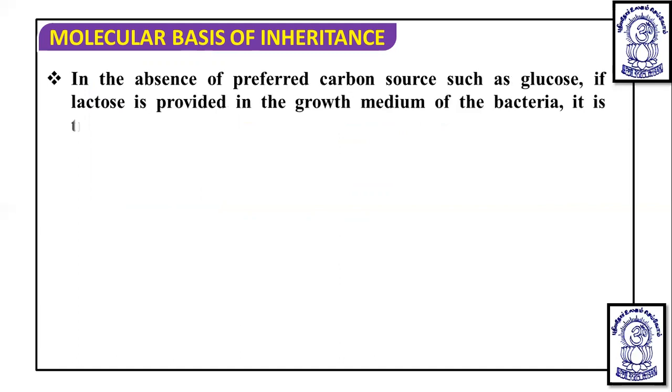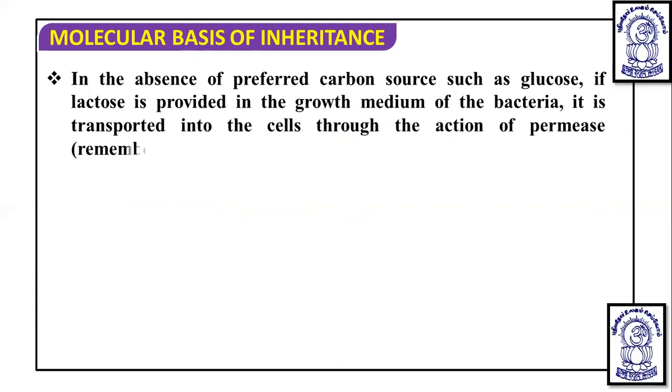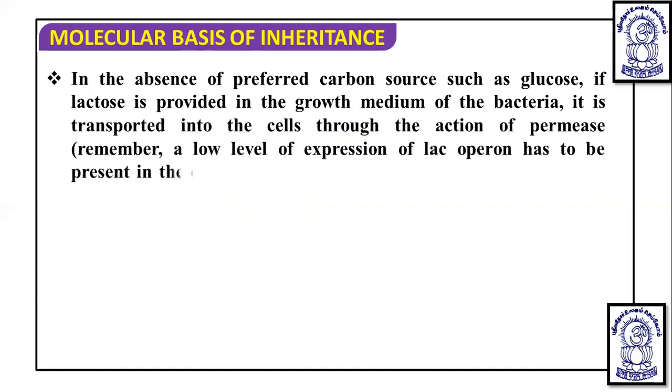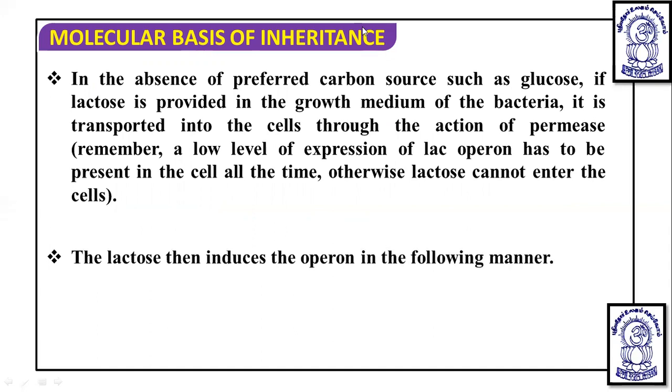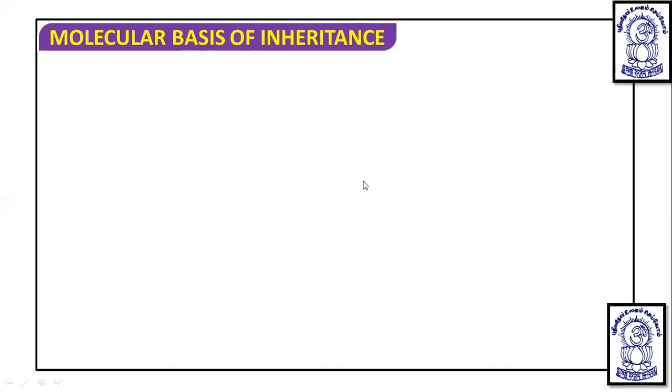So what we understood by understanding this lac operon is that in the absence of a preferred carbon source such as glucose, if lactose is provided in the growth medium of the bacteria, it is transported into the cell through the action of permease enzyme. Remember, a low level of expression of lac operon has to be present in the cell all the time. Otherwise, lactose cannot enter the cell. If some permease is there, then only it can allow the lactose into the cell. Now, the lactose induces the operon in the following manner.